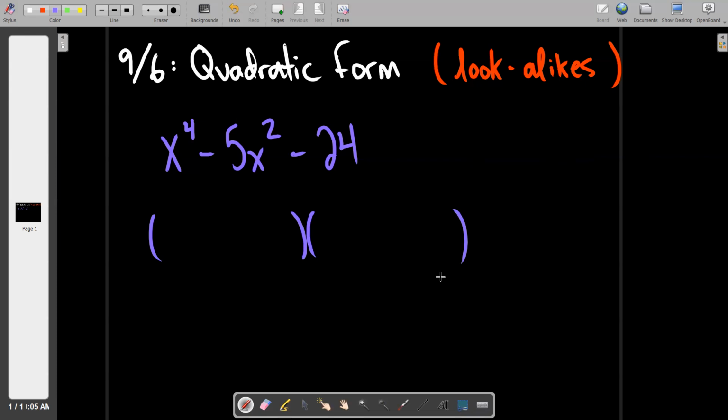And just follow your mathematical spidey sense here. What do you suppose we ought to put in the first blanks right here and here that very conveniently will multiply to make x to the fourth? I need x squared here, and I need x squared here. And I can now check worrying about x to the fourth off my list.